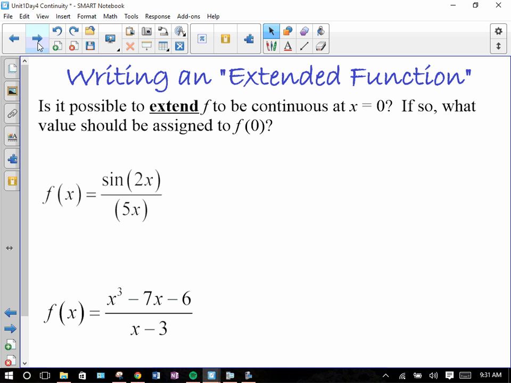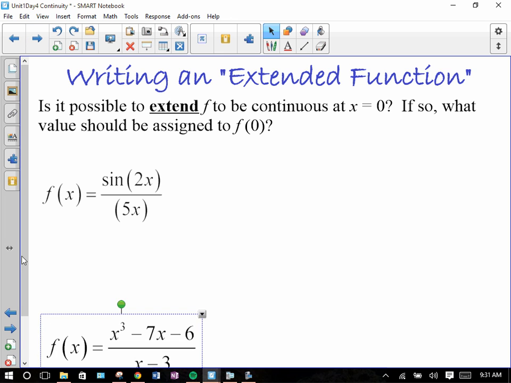What y value could we define for that hole that would allow this function to be continuous? What we're going to look at here, and we're only going to look at this first equation, says f of x is equal to sine 2x divided by 5x.